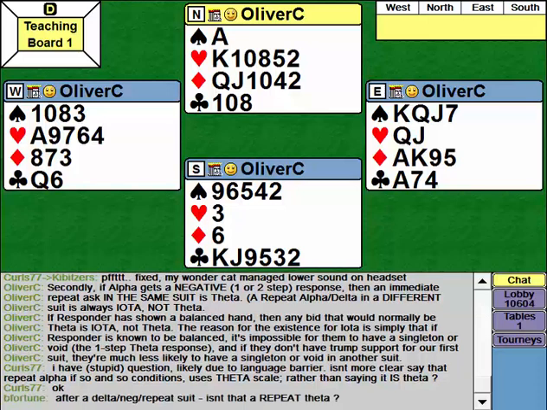Okay, technically, a repeat delta in the same suit is a delta. A repeat delta. If you'd rather think of it as a repeat theta, then that's fine. But really, probably easier to think of it as a repeat delta. But a repeat delta in a different suit is iota, because iota does use a different scale to delta. Okay?